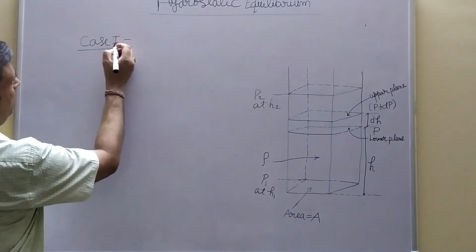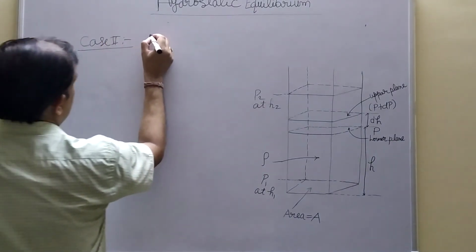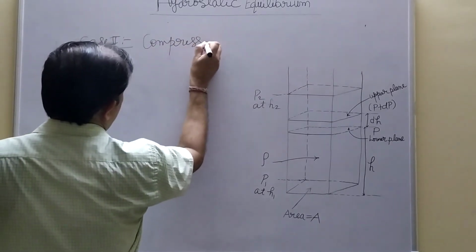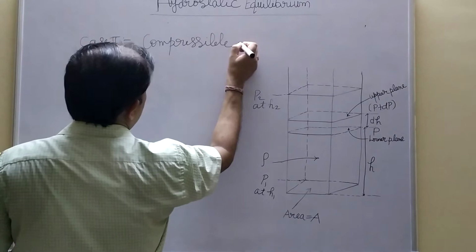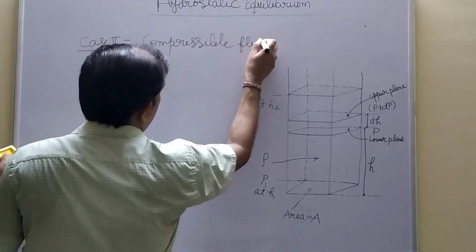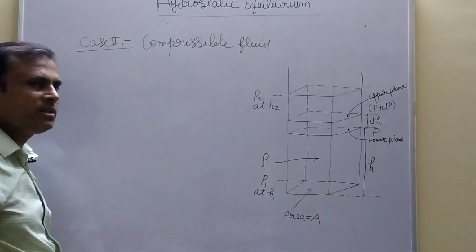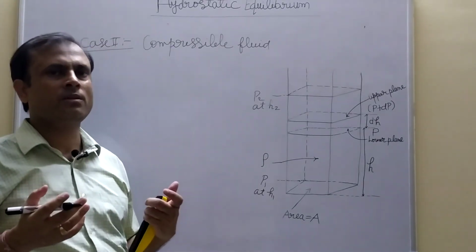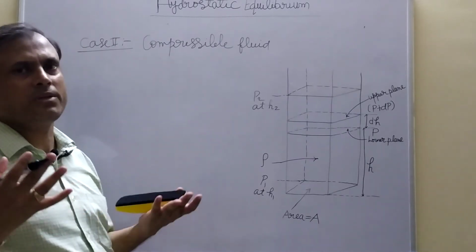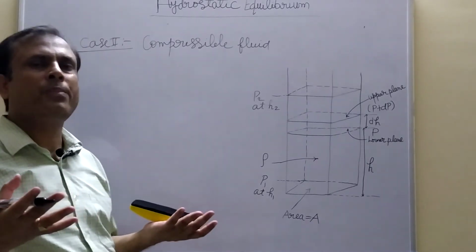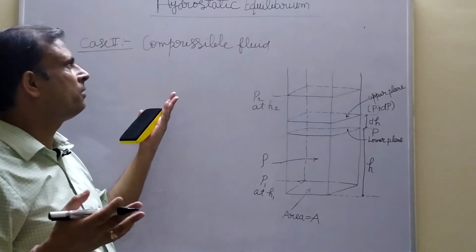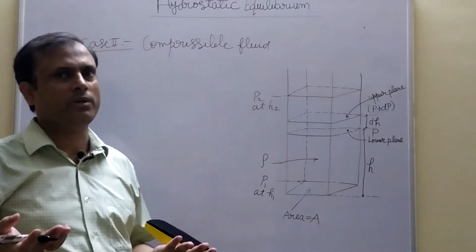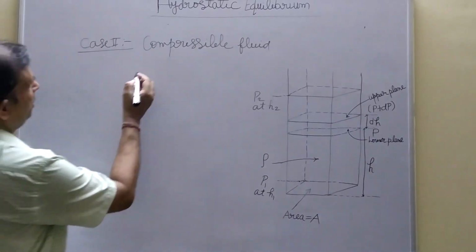Case second, compressible fluid. So what is a compressible fluid? A fluid whose density varies significantly with variation in temperature and pressure is called a compressible fluid. So the example of compressible fluid is most of the gases, and the example of incompressible fluid is most of the liquids. So it means density varies.